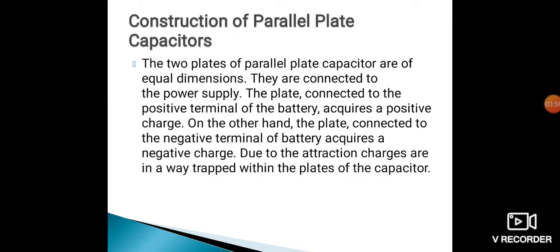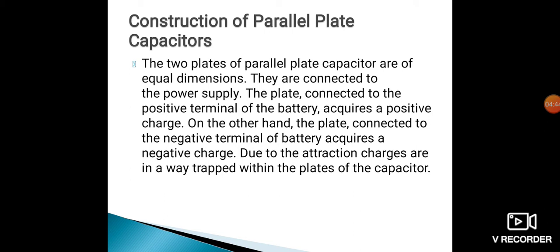Now, the construction of a parallel plate capacitor. The two plates of a parallel plate capacitor are of equal dimension. The condition is that the dimensions of the plates should be equal. They are connected to the power supply. The plate connected to the positive terminal of the battery acquires a positive charge. On the other hand, the plate connected to the negative terminal of the battery acquires a negative charge. Due to the attraction, charges are in a way trapped within the plates of the capacitor.